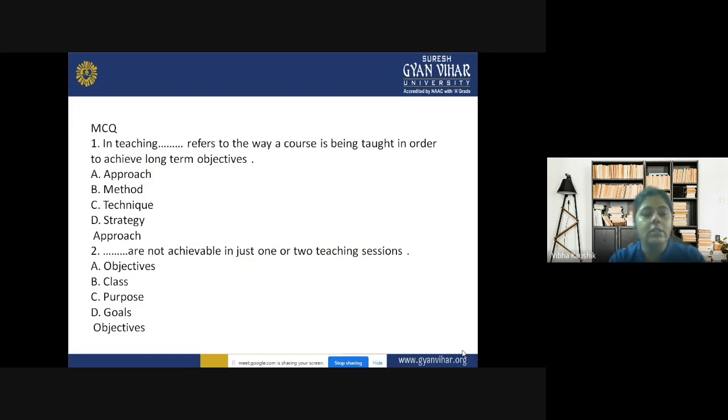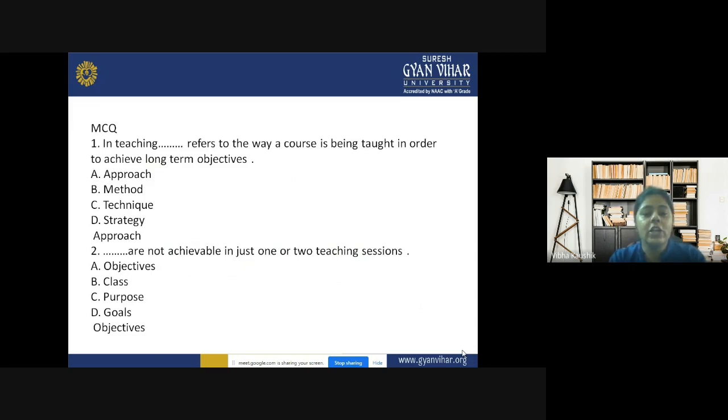And the correct answer is option A, that is, in teaching, approach means the way a course is being taught, how the course should be taught to the students. By this way that the course has to be taught, we should be able to achieve the learning outcomes.